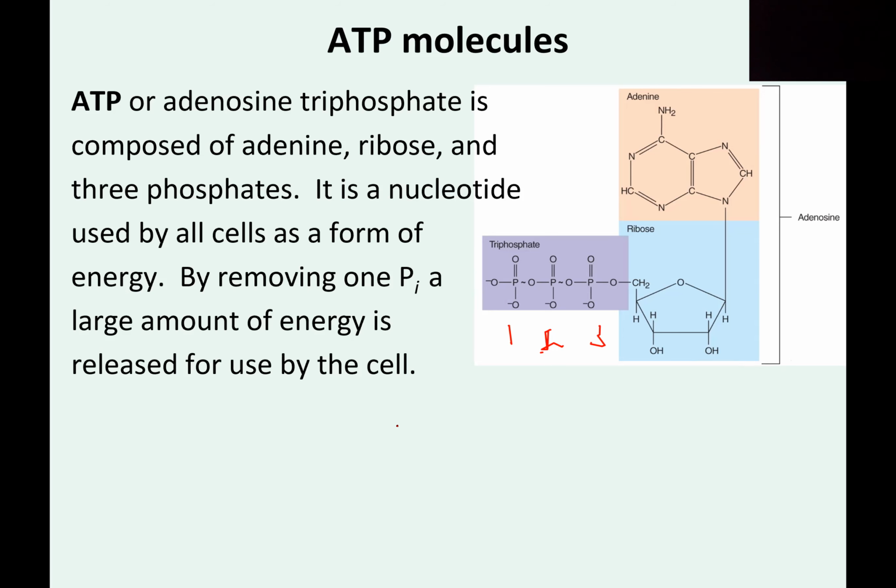If we look closely in the chain of phosphates, right? Oh, shoot. So what do? Erase it or cover it up.